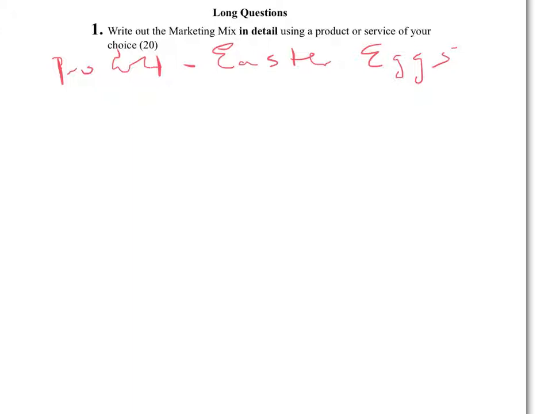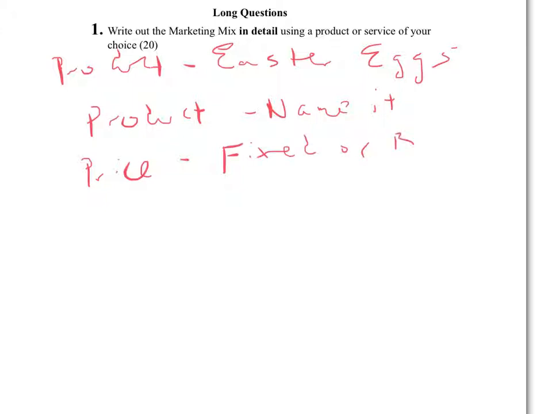So when you're talking about the product, name it. We've seen above that it's Easter eggs. The price, you need to look at, is it going to be fixed or bundle?